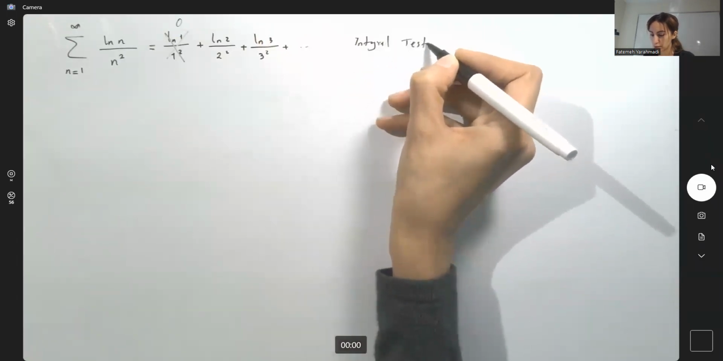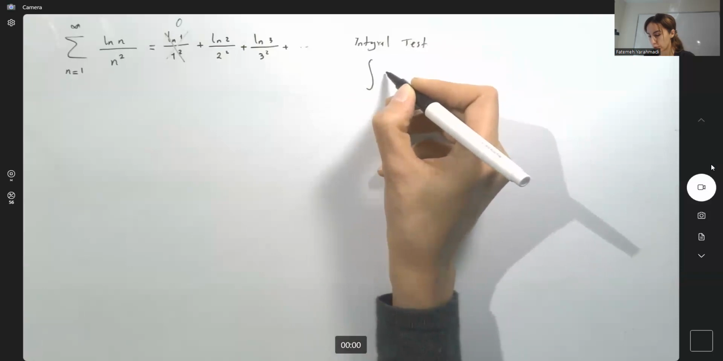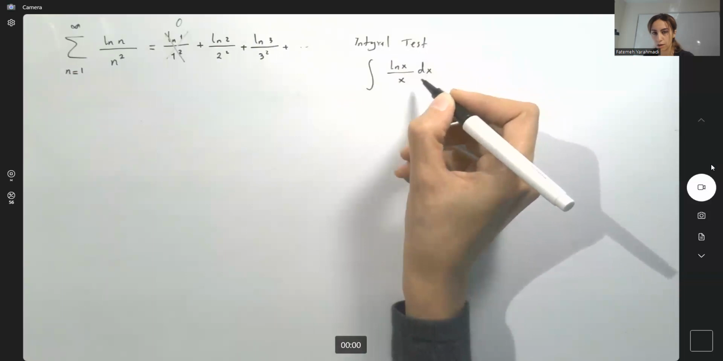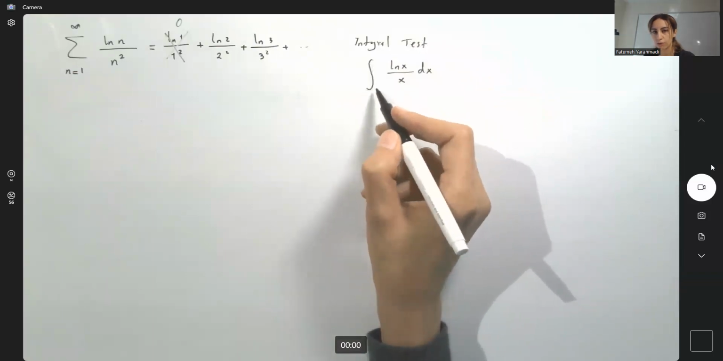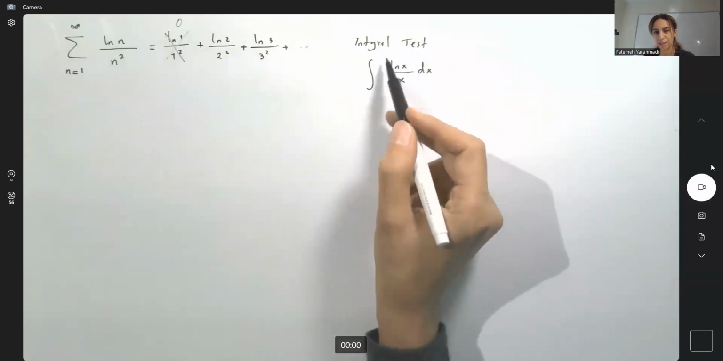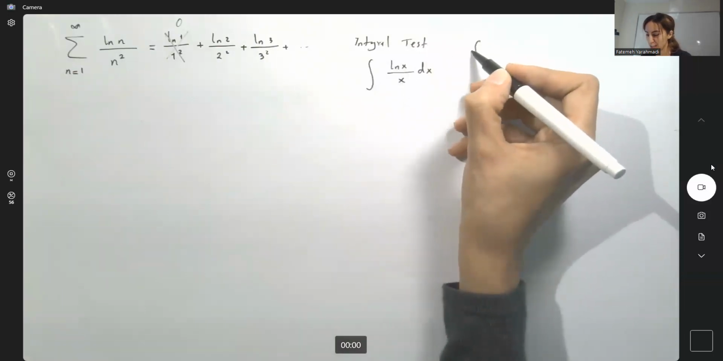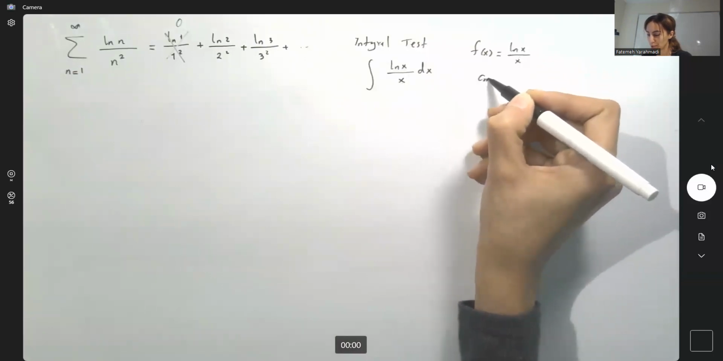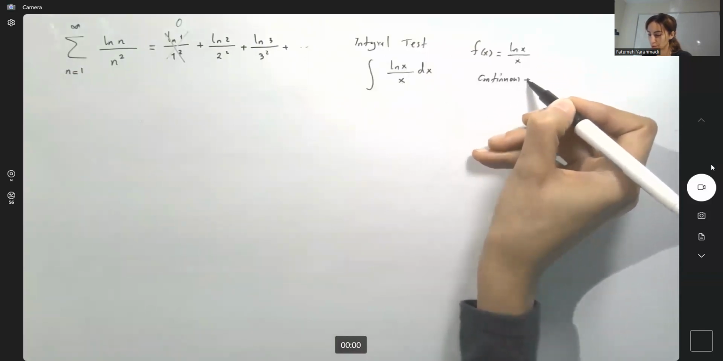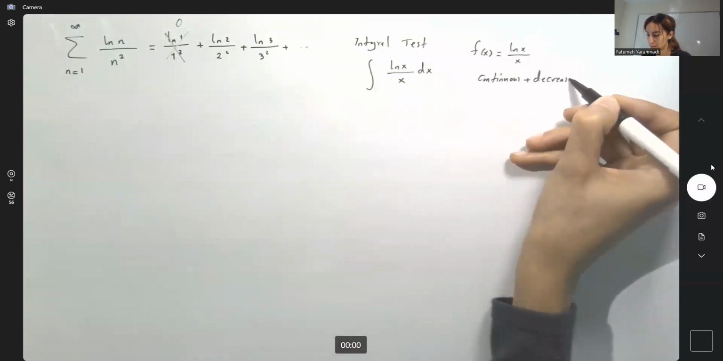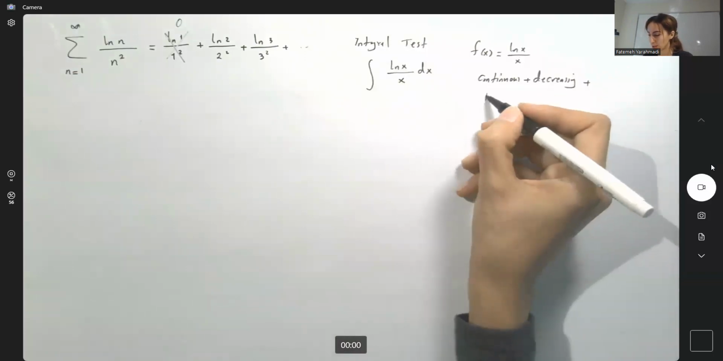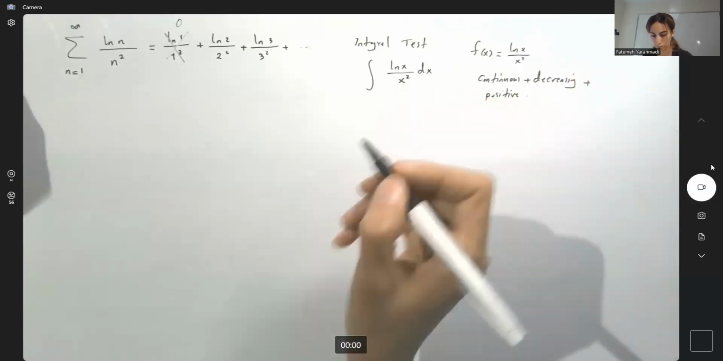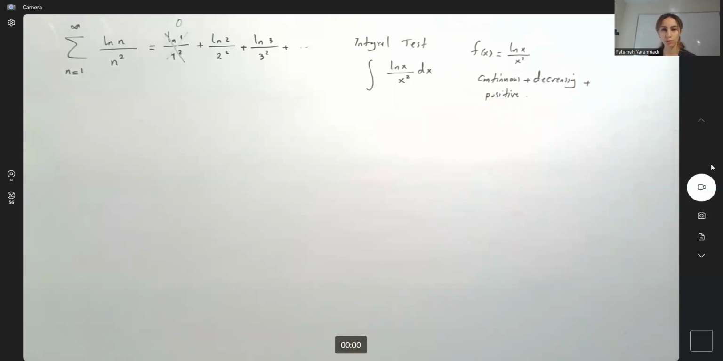For the integral test, we need to take the integral of the function, which in this case is ln of x divided by x dx, over the interval that makes the function f of x be continuous, decreasing, and positive. So we can take a look at the graph of this function first using Desmos.